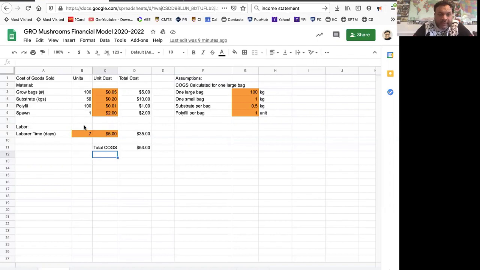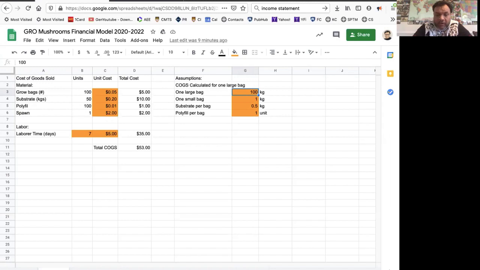So what you're looking at here is the cost of goods sold. What does it mean? What does it cost to manufacture 1 unit of your product? So 1 unit of our product is 1 large bag of mushrooms. Well, how do you define a large bag? So let's go through some of these assumptions we have made. All the cells that have an orange background are cells where you, as the model developer or user, can enter those numbers, okay?